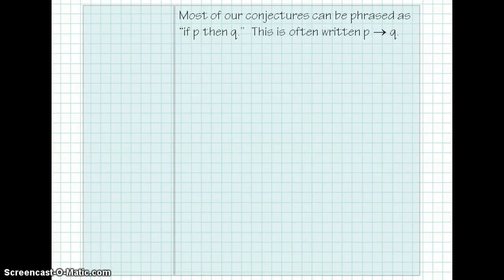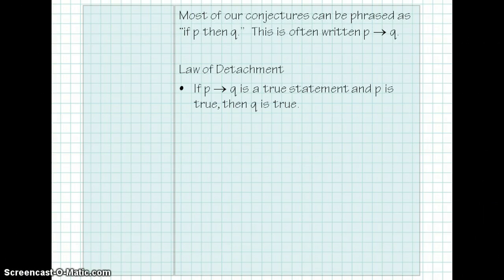Now, to review, we talked about with the conditional statements that conjectures are phrased as if P then Q, which we also write as P arrow Q, which we read as if P then Q. And so there are two specific laws of deductive reasoning that we're going to talk about here. The first is called the Law of Detachment. It seems kind of obvious, but this is one that people can be sneaky with and misuse a lot of the time. The Law of Detachment says that if P then Q is a true statement, and if P is true, then Q is true.